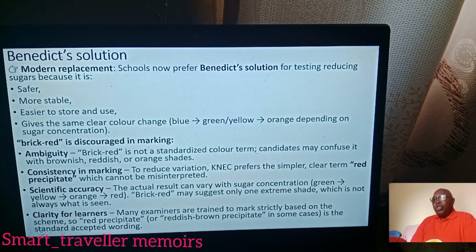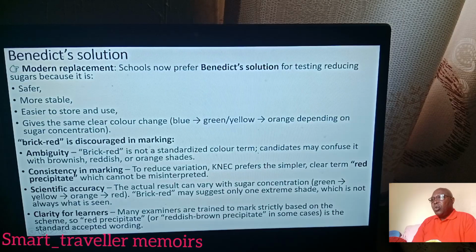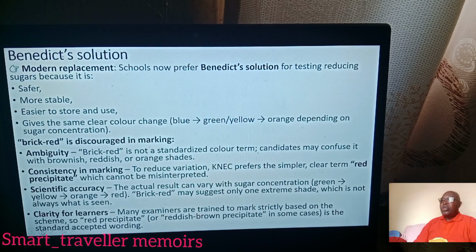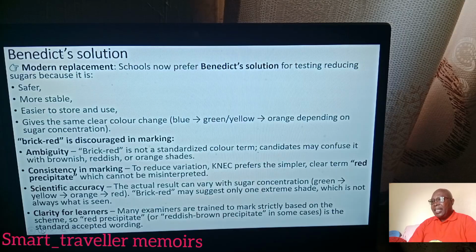Benedict's solution is the modern replacement. Schools now prefer Benedict's solution for testing reducing sugars because it is safer, more stable, easier to store and use, and gives the same clear color change, that is blue to green, yellow to orange, depending on sugar concentration.